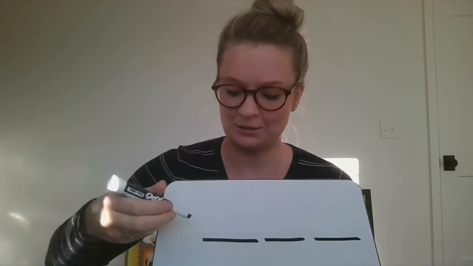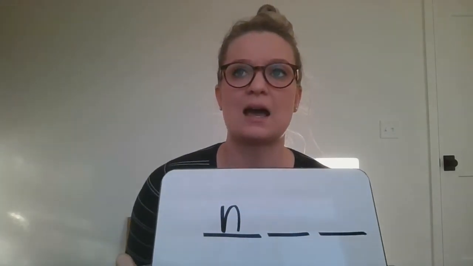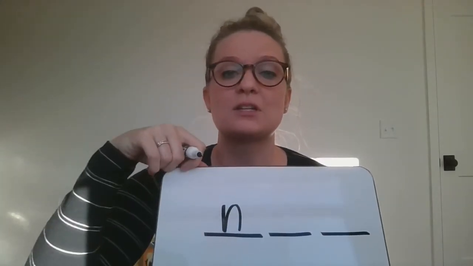First, let's say the word noise. How many syllables? Get ready, go. Noise. 1 syllable. Count the sounds, get ready, go. N, oi, z, noise. This one's a little different. 3 sounds, so 3 lines. What is our first sound in the word noise? Good, the first sound is n. What is our next sound? Good, the sound is oi.